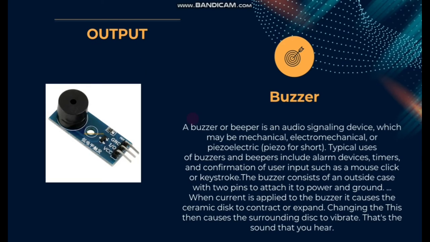Next is the output of our project. First is the buzzer. A buzzer or beeper is an audio signaling device which may be mechanical, electromechanical or piezoelectric. Typical uses of a buzzer or beeper include alarm devices, timers, and confirmation of user input such as a mouse click or keystroke. The buzzer consists of an outside case with 2 pins to attach it to power and ground. When current is applied to the buzzer, it causes the ceramic disc to contract and expand. Changing this can cause the surrounding disc to vibrate. That's the sound that you hear.